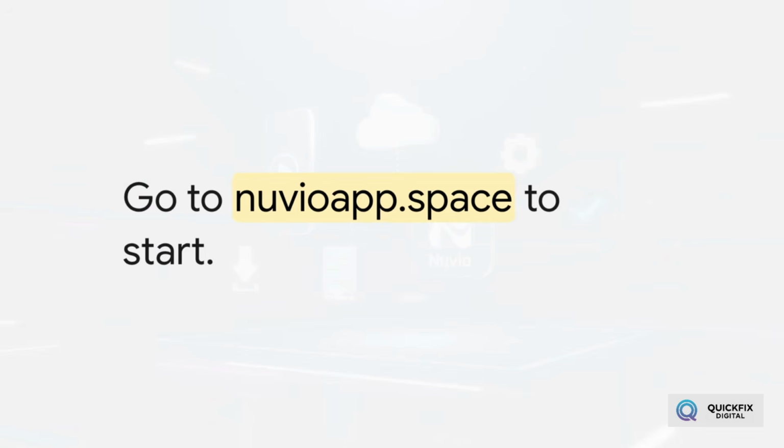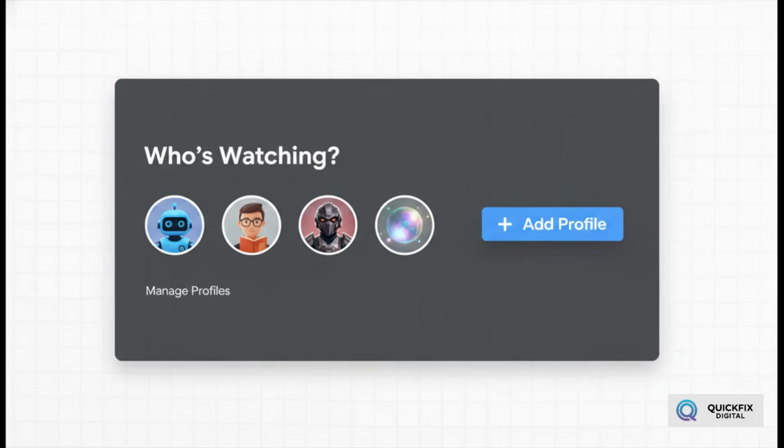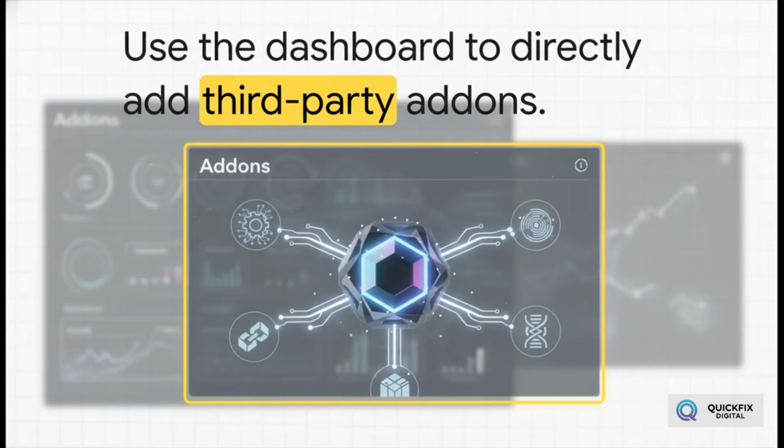First up, head to Nuvio app.space on your phone or computer and click Login. Just pop in your email and password, then hit Create Account to unlock your dashboard. Once you're in, you can easily create and tweak personalized profiles for everyone in the house. This dashboard is actually where the magic happens.